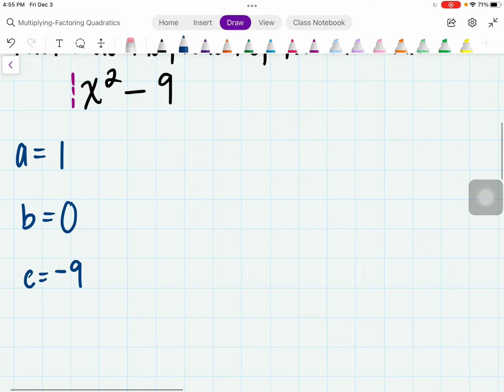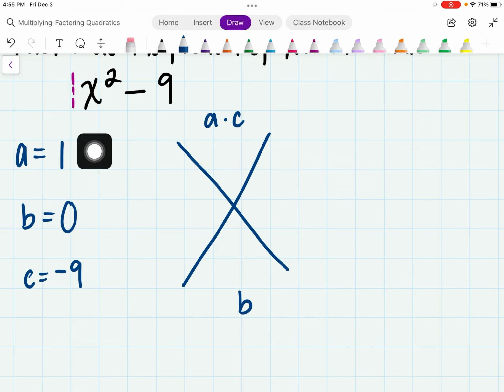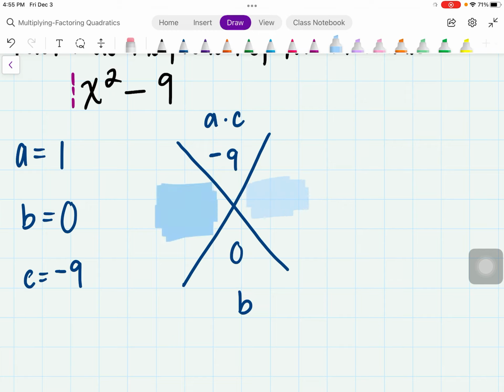So let's go ahead and build our diamond here. And in our diamond, we have A times C. On the bottom, we have a B. A times C in this case would be 1 times a -9, which is -9, and our value for B is 0. So in this case, we're looking for two numbers that multiply to a -9 and at the same time add to a 0. In this case, those two numbers would be a -3 and a 3.